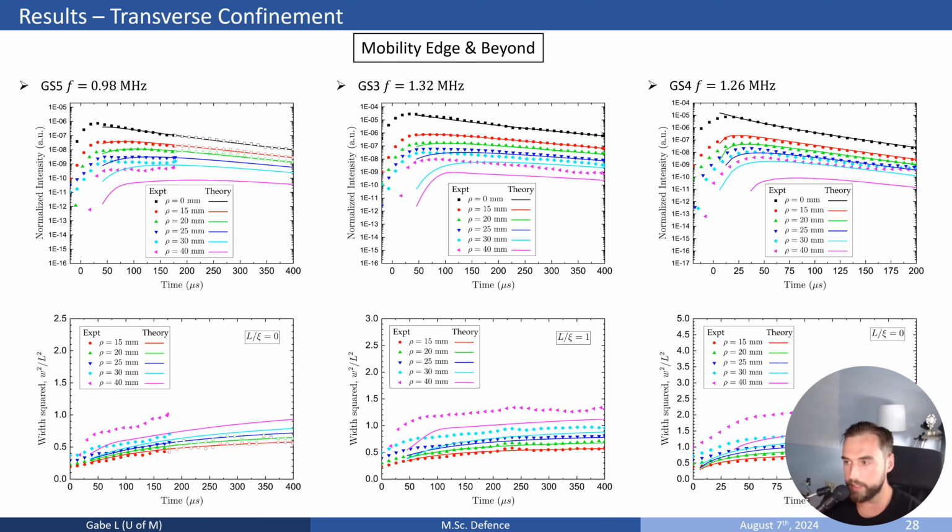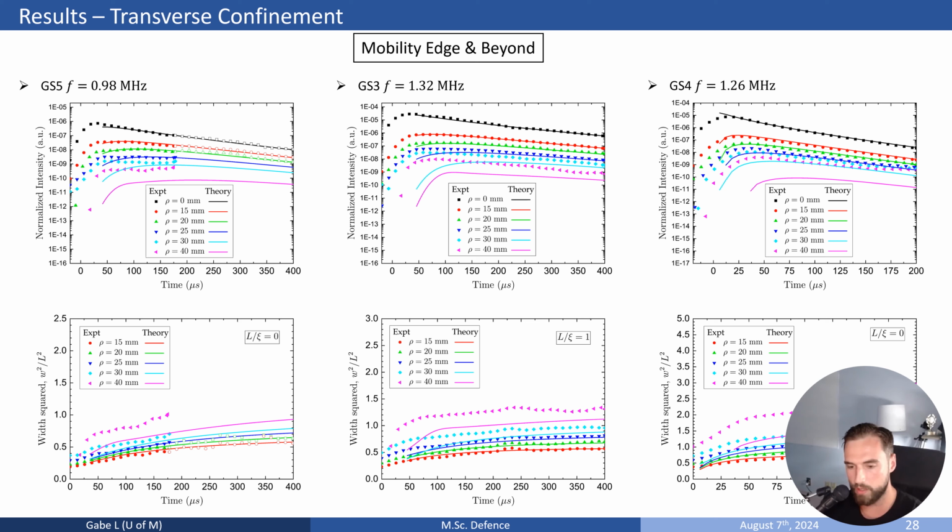At the mobility edge and beyond, we cross over into the localized regime, which has been done for this one sample in the middle here. We see a complete bend over and saturation of the width squared in time. And not only that, but we still see this huge deviation at the largest rho. Up to this point, one might say that this extra signal at the largest rho is due to these induced electric dipole-dipole interactions.